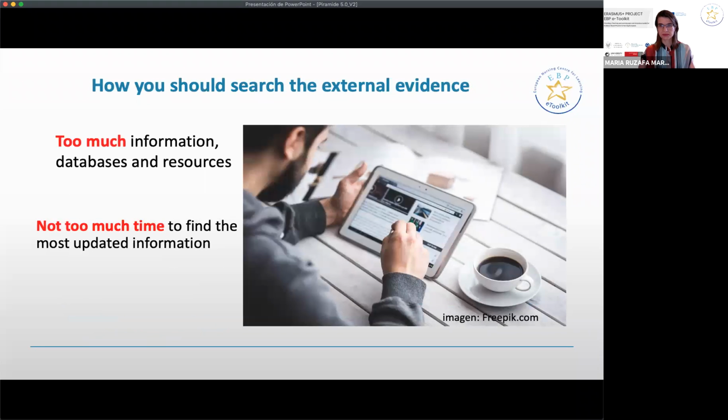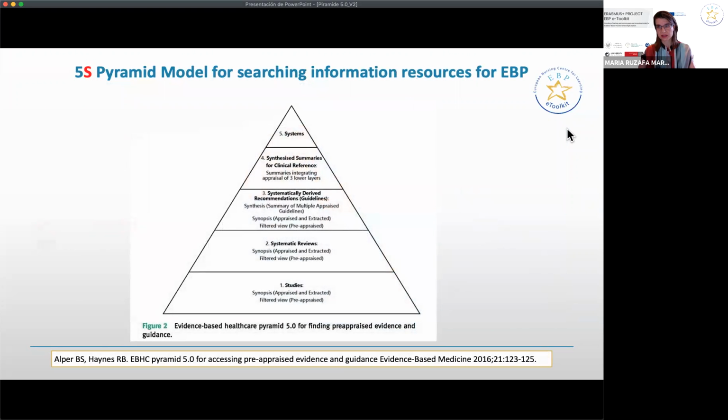As you know, nowadays information is constantly developing. Finding it is complicated with numerous textbooks, summaries of evidence, guidelines, and thousands of primary studies. Too much information, databases, and resources, but we don't have much time to find the most updated information. Evidence information services and resources have continued to progress.